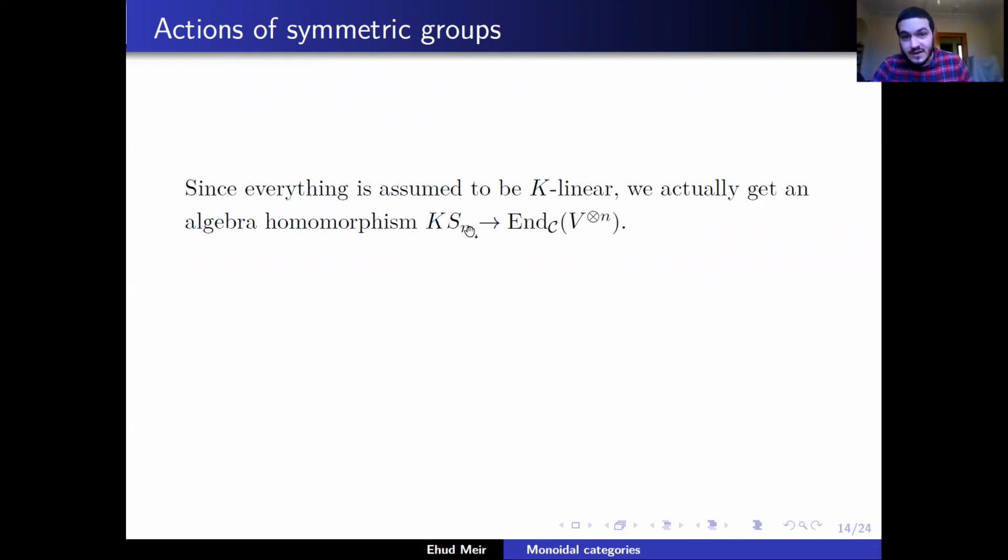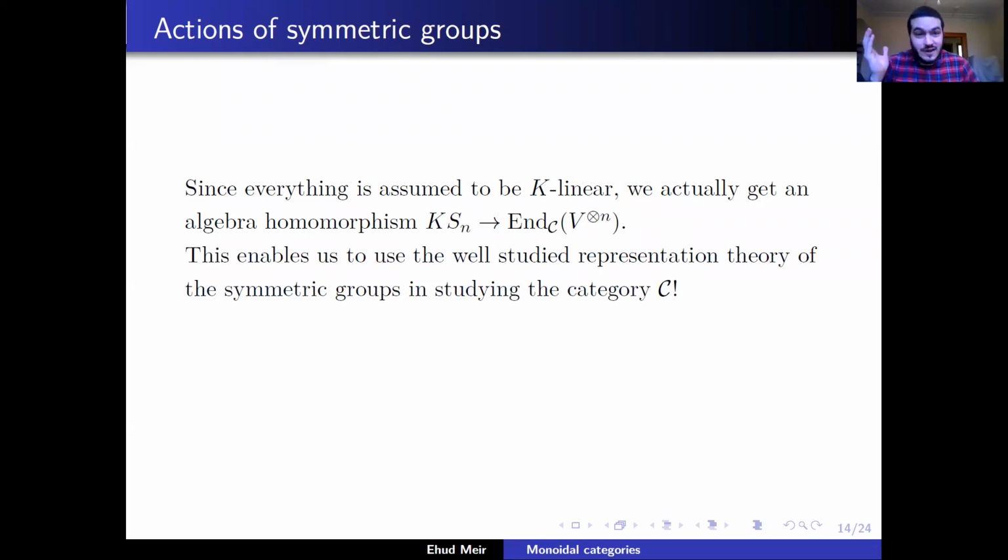And then you can just say, okay, I understand KSn as a finite dimensional algebra. I know that it splits in a certain way into a direct sum of matrix algebras by the Wedderburn decomposition. And then the good thing is that we have a very well-studied representation theory of the symmetric groups. And we can use this in order to study the category C, whatever the category C is. So as long as we know that C is a symmetric monoidal category, representation theory of the symmetric group can be applied there. And this is very useful for us.